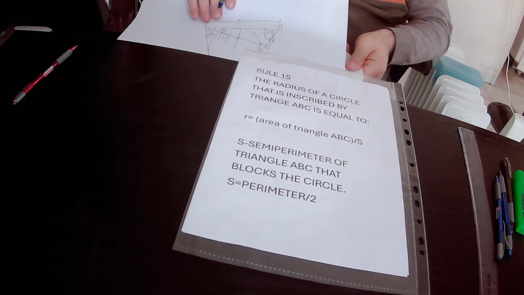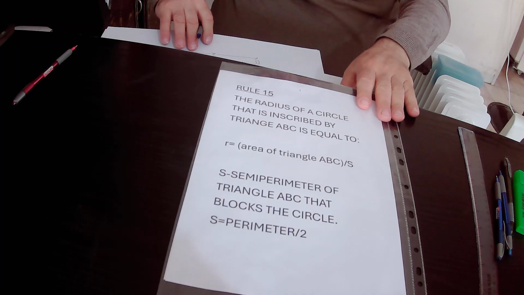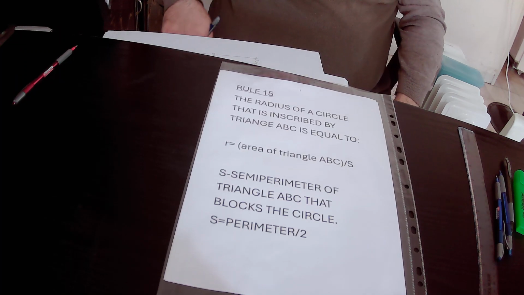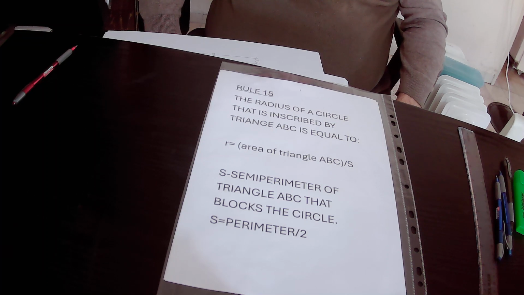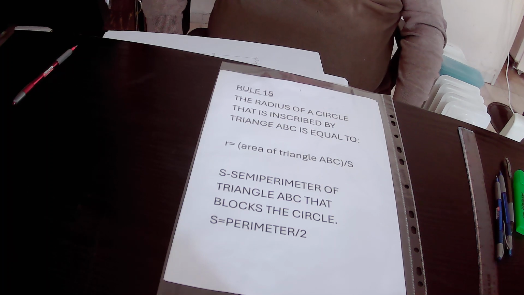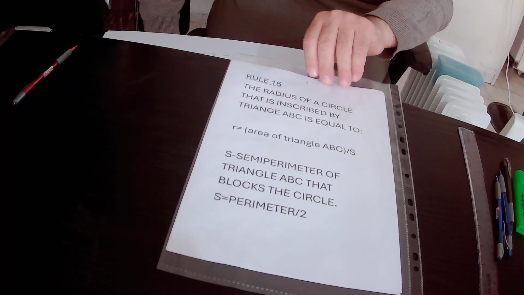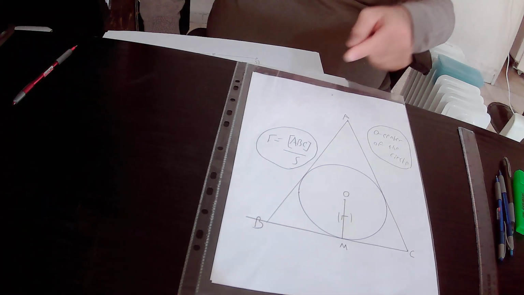The new rule is rule number 15. According to rule number 15, the radius R of a circle that is inscribed by triangle ABC equals the area of triangle ABC over S. S is the semi-perimeter of the same triangle, triangle ABC, and the semi-perimeter of any triangle is equal to the perimeter over 2. So the drawing of rule number 15 is here.